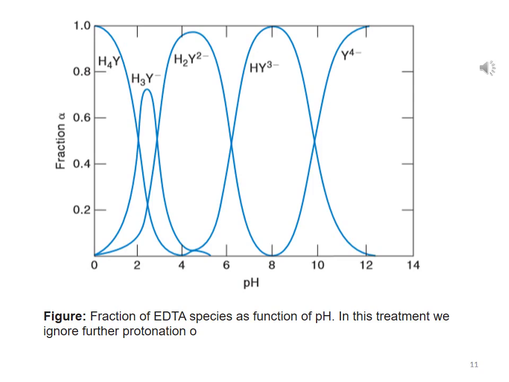So this salt will dissociate in solution to give H2Y2 negative ions, and the pH of the solution at this point will be approximately 4 to 5. Here you can see in this figure that H2Y2 negative is formed when the salt dissociates at pH 4 to 5, and we can get Y4 negative at about pH 10 to 12.